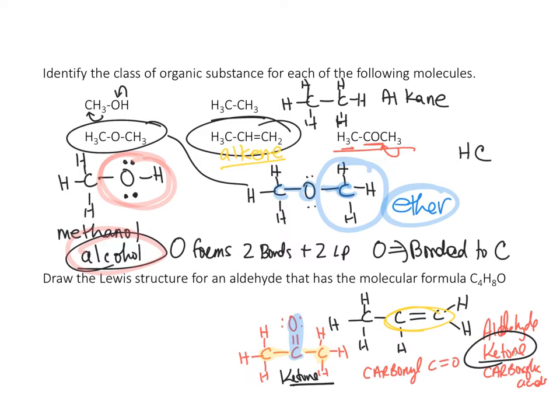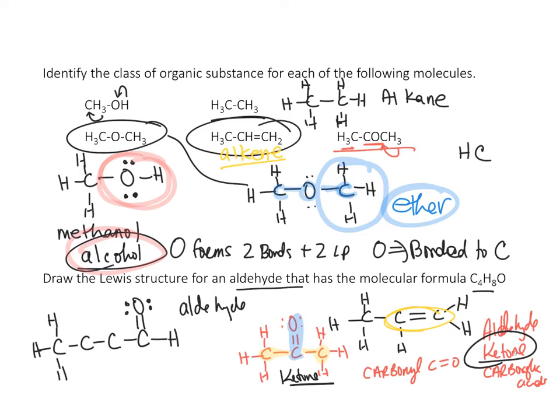Draw the Lewis structure for an aldehyde that has the molecular formula C4H8O. Oh, aldehydes, they always form double bonds to the oxygen, and then that carbon is going to be bonded to a carbon, but the other one has to be an H. Okay, so this is an aldehyde. So it's always going to be at the end because the H has to be terminal. And how many do we have? 4 carbons. So we have 1, 2, 3, 4. Think of a choo-choo train. And then you just want to fill in to make it 4.